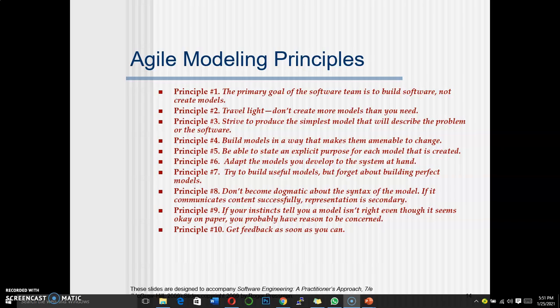If your instincts tell you a model isn't right, even though it seems okay on paper, you probably have reason to be concerned. You must have a level of experience before you can get to this point. It was when you've done something over and over and over that you have a sixth sense, a fifth sense, about being able to pick up problems, even if those problems were not so pronounced.